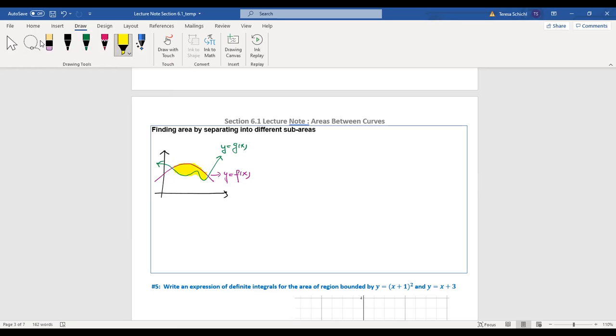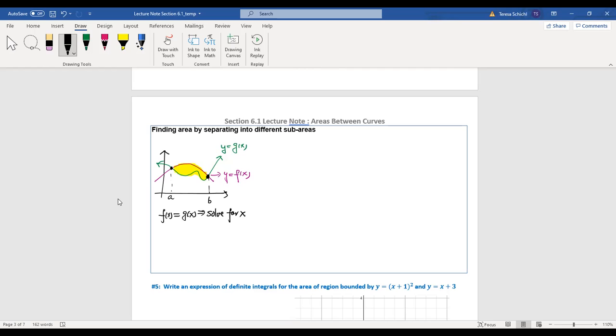Now, because these two curves intersect, we have one extra piece of work. I need to find the intersections, which are A and B here. So the first step, because this is the intersection, is to set f of x equal to g of x and solve for x. Then I can find the area.